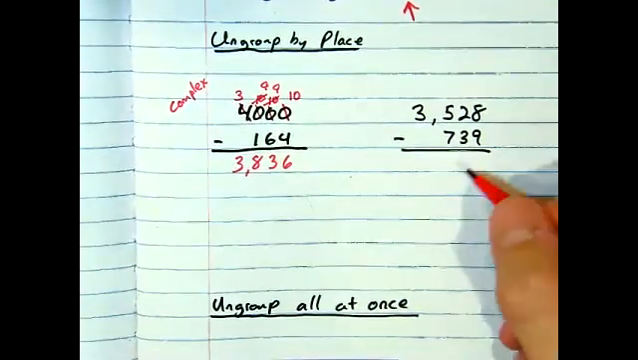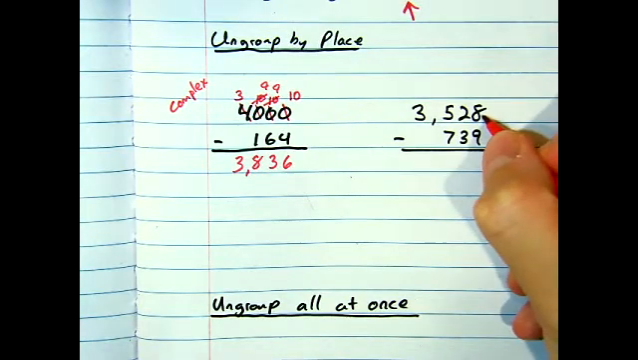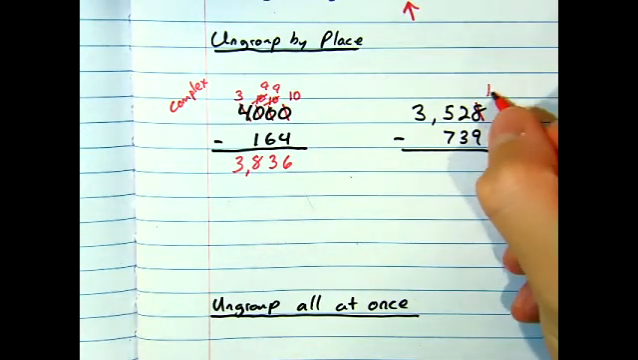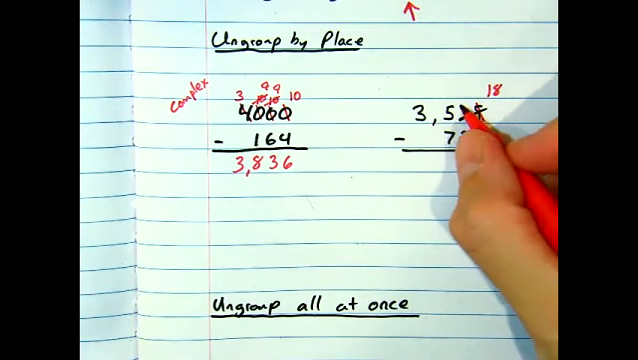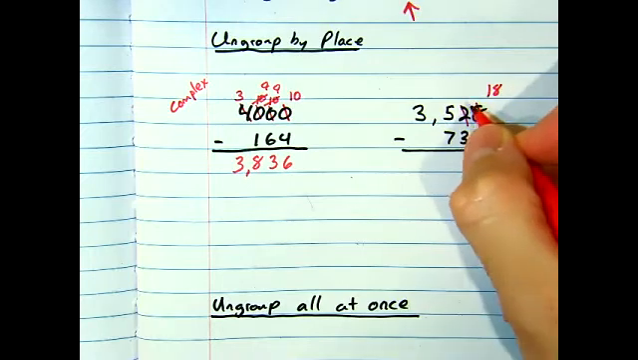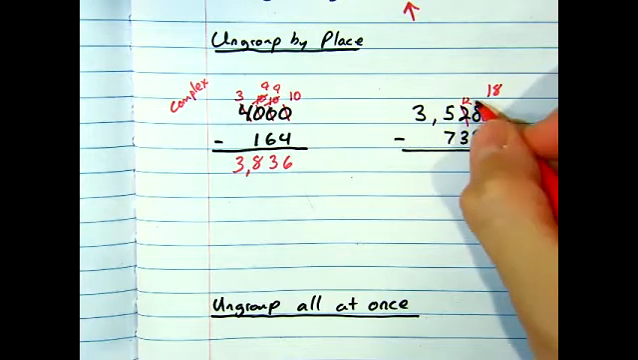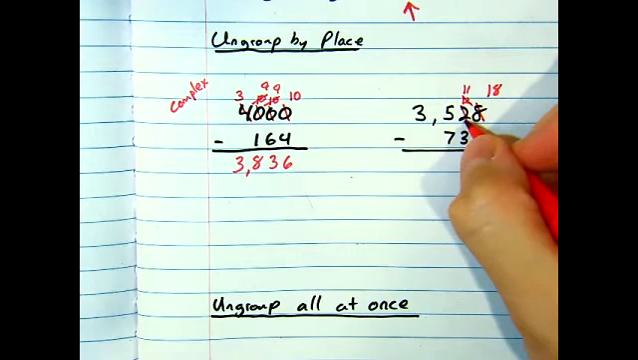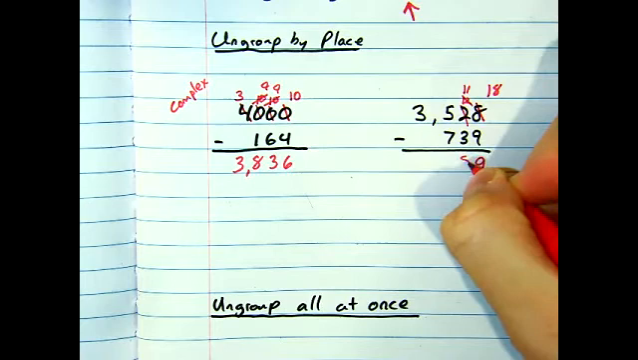Let's do place by place borrowing with a non-zero problem. Can't take 9 away from 18 or from 8, so this needs to become 18. So I need to borrow from the 2. The 2 becomes 12. So I can borrow. I have to take 1 away, so it becomes 11. And let's see, 18 minus 9 is 9. 11 minus 3 is 8.